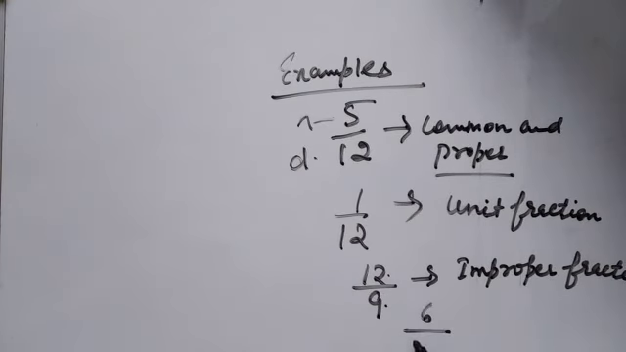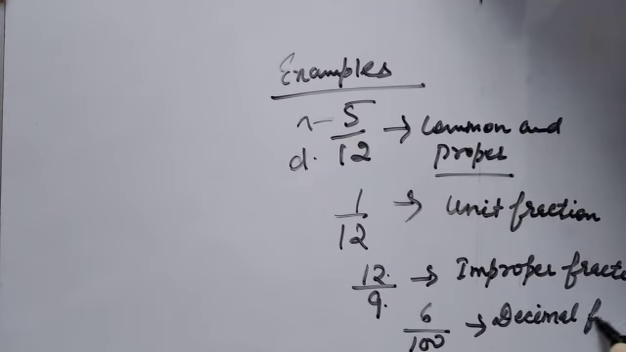Another example, 6 by 100. Denominator is 100, so it's a decimal fraction.